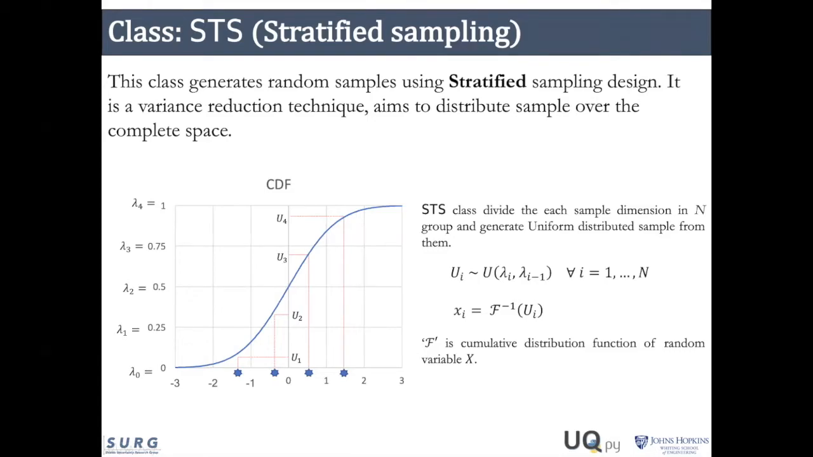So the thing here is that the STS class generates only one sample per stratum, and the way it works, we only need to define the cumulative distribution function of the random variables and the stratification of a hypercube.